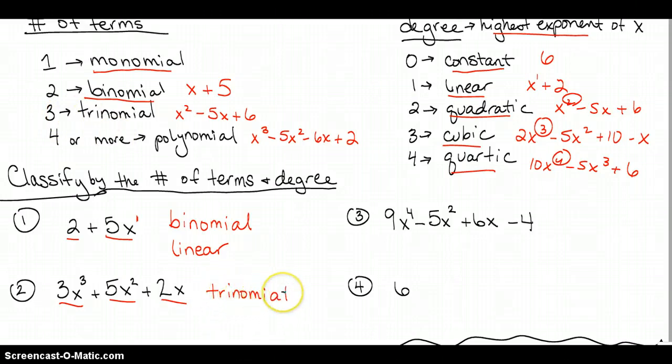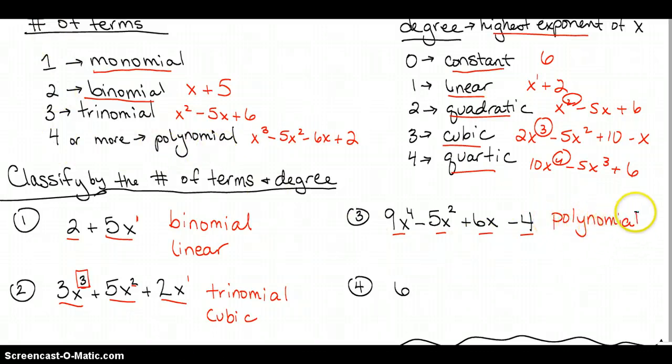And then we look at the highest exponent of x. We have 3, we have 2, and then there's a 1. So the highest one is 3. Degree of 3 makes it a cubic. So there's that. Number 3, we have 1, 2, 3, 4 terms being added together. 4 terms makes it a polynomial. So that's what we'll write down.